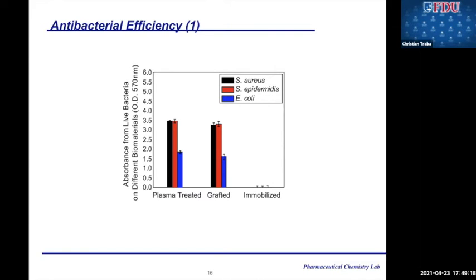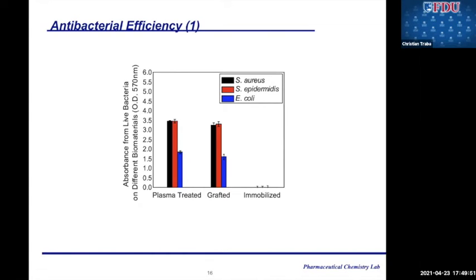The y-axis represents the absorbance from live bacteria, while the x-axis represents different types of biomaterials used in this study. At the end of the overnight culture, live bacteria in biofilms grew on different biomaterials, and this was quantified using MTT assay. The MTT assay is a viability assay, and it quantitatively measures the metabolic activity of cells.